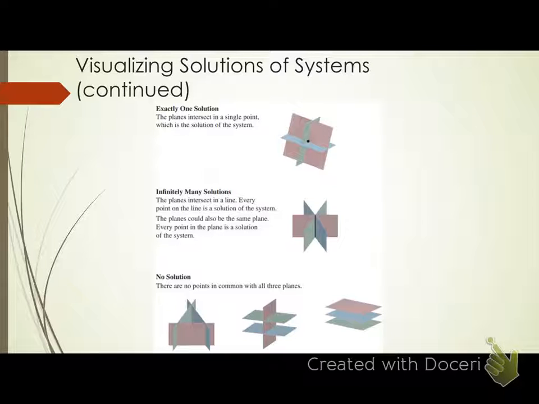If we have no solution, that means there are no points in common with all three planes. In this first example, each plane shares points with another plane, but they don't all three share points at the same time. Kind of the same thing with the second one. And then this third one right here, those planes don't touch at all, so they don't have any intersecting points or lines, so that would also be no solution. So that's just kind of a visual of what's going on whenever we are solving these systems.